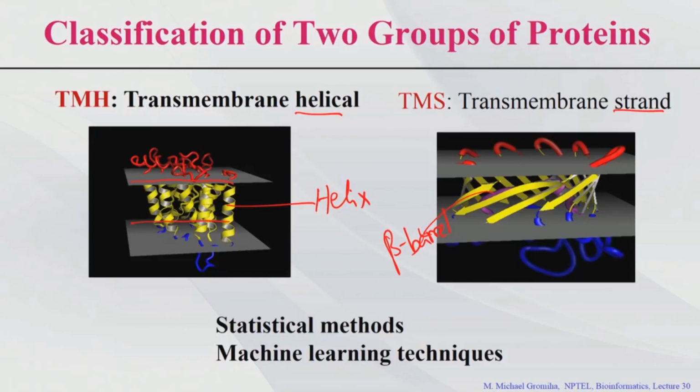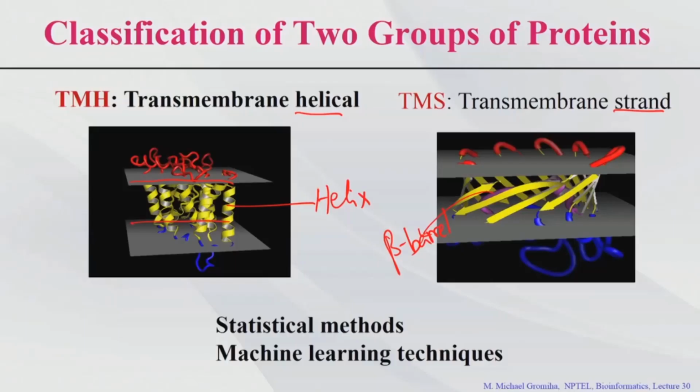If you have a pool of proteins, can we identify the proteins which belong to the helical ones or which belong to the strand ones? There are various methods to do this. I will explain 2 different methods, mainly the statistical methods and the machine learning techniques. How to do that? What is the first step you have to do? Data set. First we have to create the data set. If you have a data set, then you can derive the features from it.